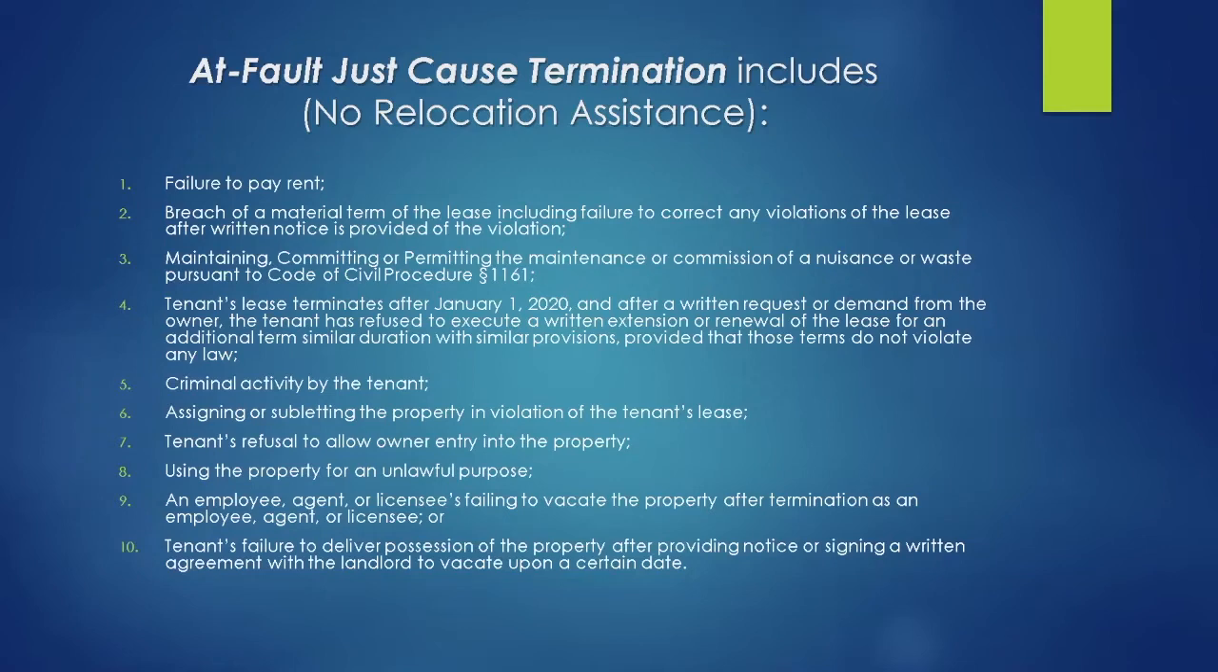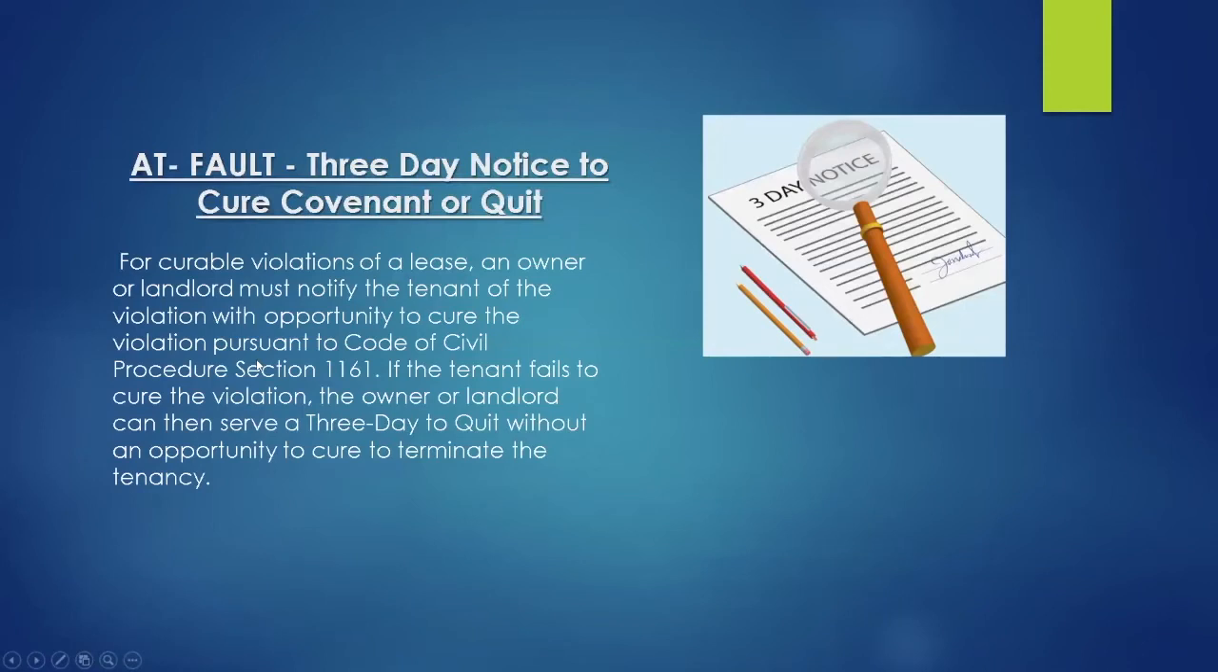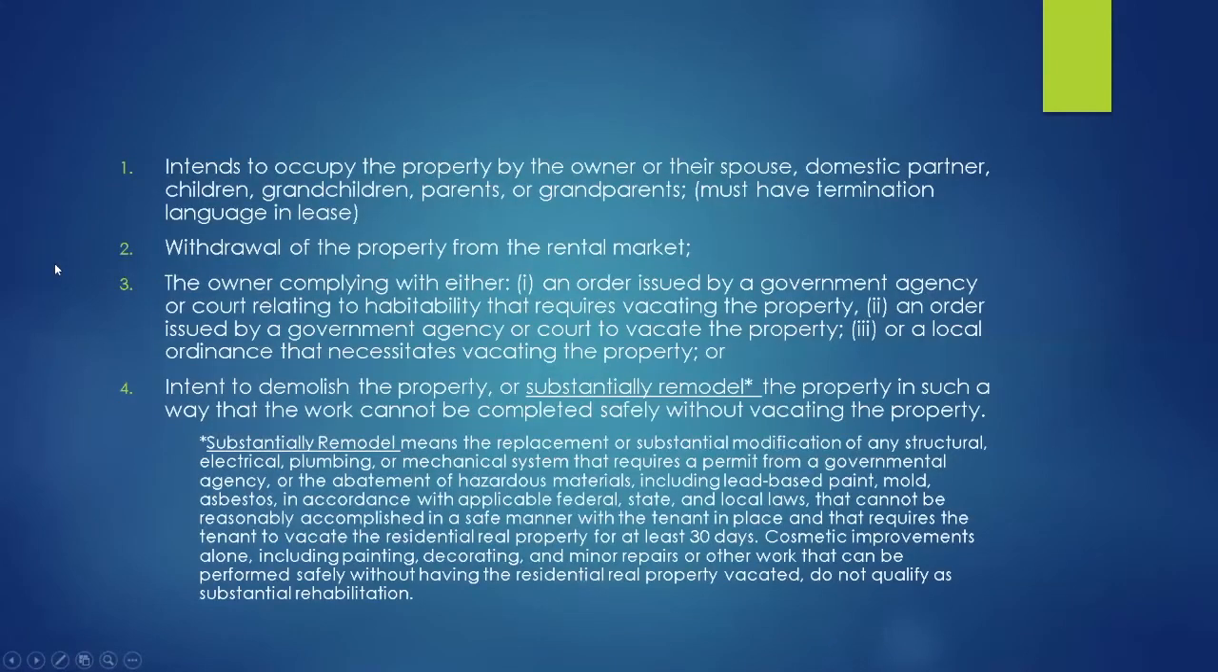Simple enough. If the tenant gives you a notice that they're going to vacate and they refuse to do so, you can enforce that. At-fault 3-day notice to cure covenant or quit. For curable violations of a lease, this is a change, an owner or landlord must notify the tenant of the violation with opportunity to cure the violation. If the tenant fails to cure the violation, the owner or landlord can then serve a 3-day to quit without an opportunity to cure to terminate the tenancy, and that's the change. In the past, we've been able to serve a 3-day notice to cure. If they didn't comply, we could go straight to eviction. In a lot of cases, in this case, at least the legislature codified that, instructing us what to do.